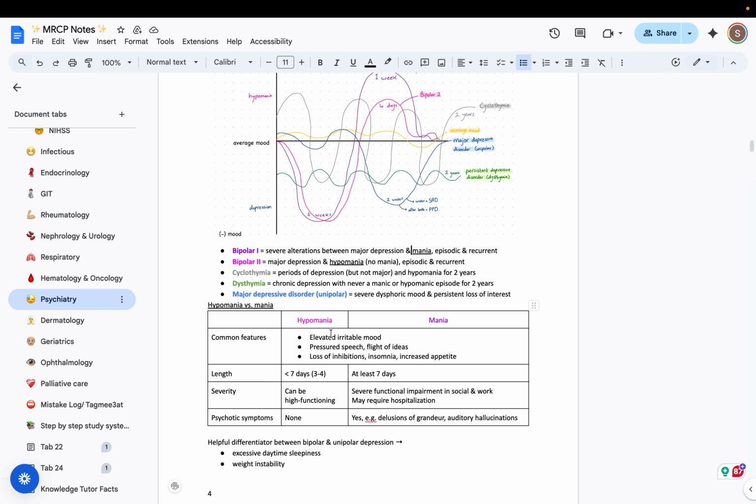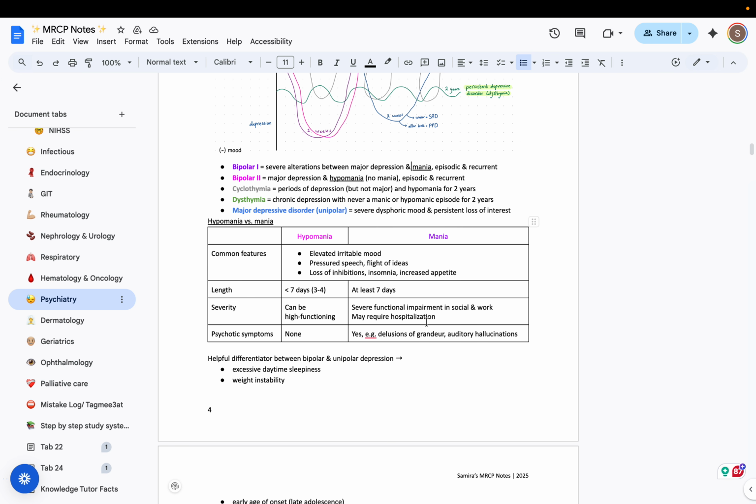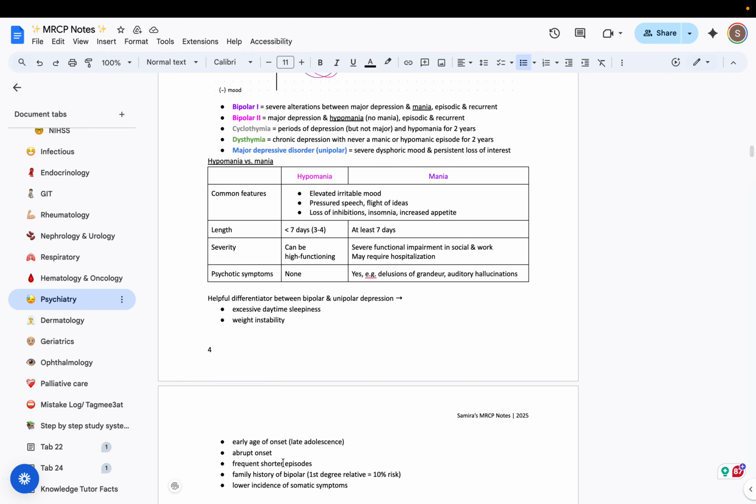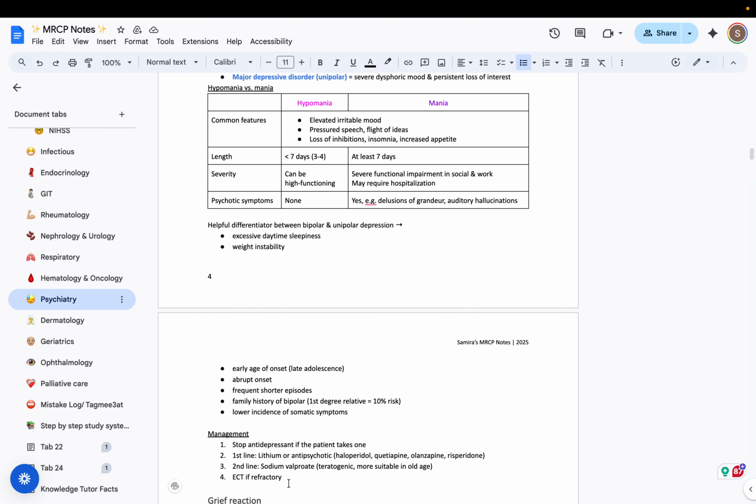There's also a type that happens after birth, postpartum. Now, how to differentiate between hypomania and mania? It's the duration. Hypomania is less than 7 days, and the psychotic symptoms would only be present in mania. A helpful differentiator between bipolar and unipolar depression is excessive daytime sleepiness, weight instability, early age of onset, abrupt onset, frequent shorter episodes, family history of bipolar, and lower incidence of somatic symptoms in bipolar disease.